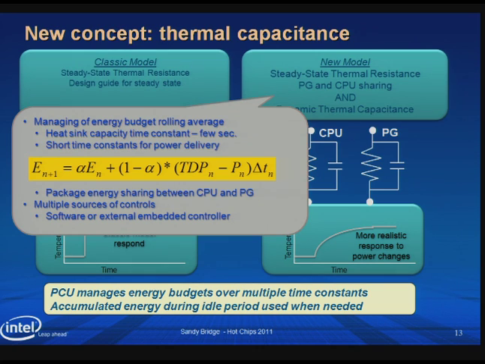So what we have implemented, this is the algorithm that we have inside the PCU. We have an exponential moving average filter that manages the energy budget. You can see there the term of TDP minus P. P is the measured power value that we get from the power meter. We know that the target is 35, so if we run lower than that, we accumulate energy budget, and then if we need it, we can run hotter for some period of time until we exhaust this budget.